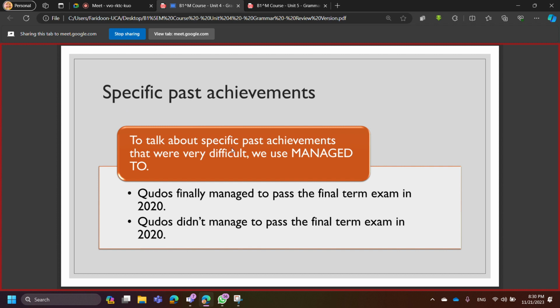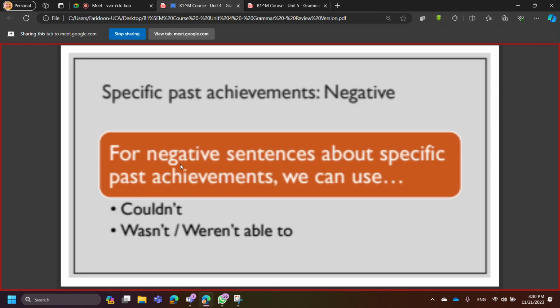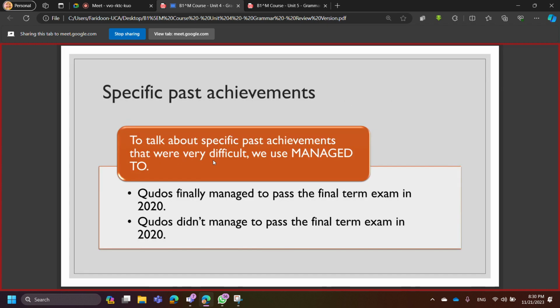But what about here? Again, to talk about specific past achievements that were very difficult. So now we're done with the negative, we're done with the normal ones. But what about if they were very difficult? Those achievements, we can use managed to, managed to. Okay? So, for instance, Kudus finally managed to pass the final term exam in 2020. Meaning that it is a specific past achievement, so passing the final term exam, and it was very difficult.